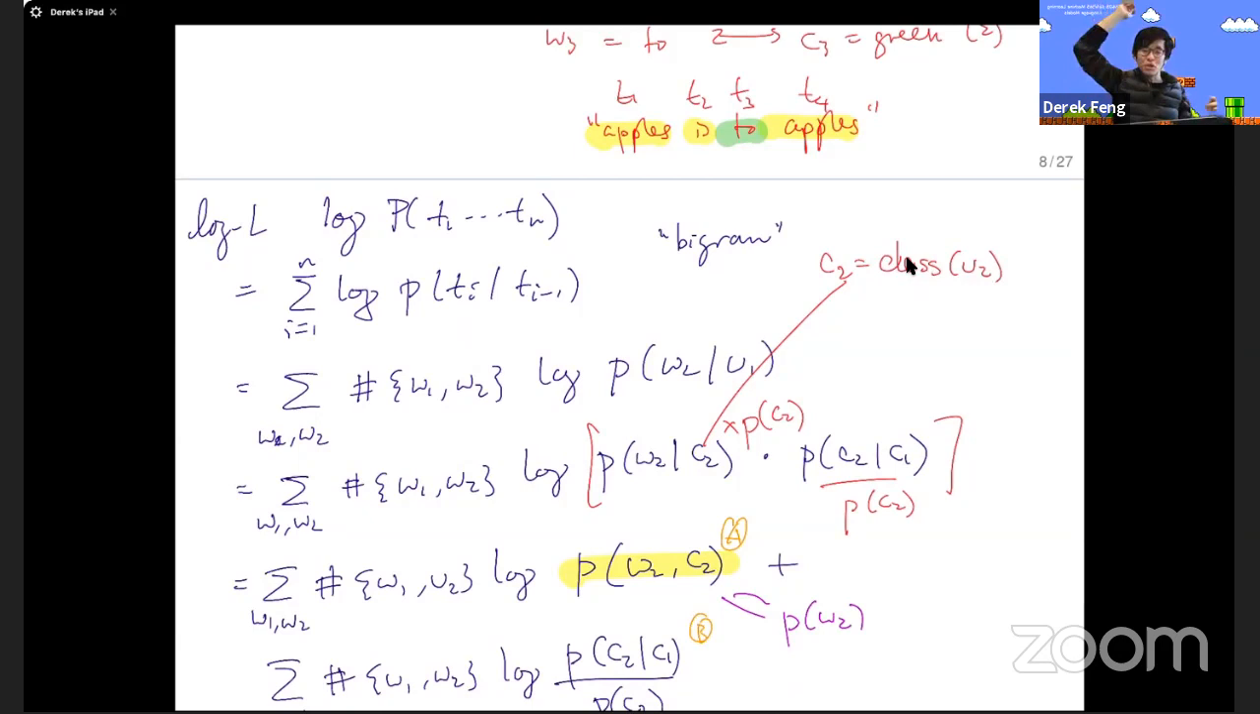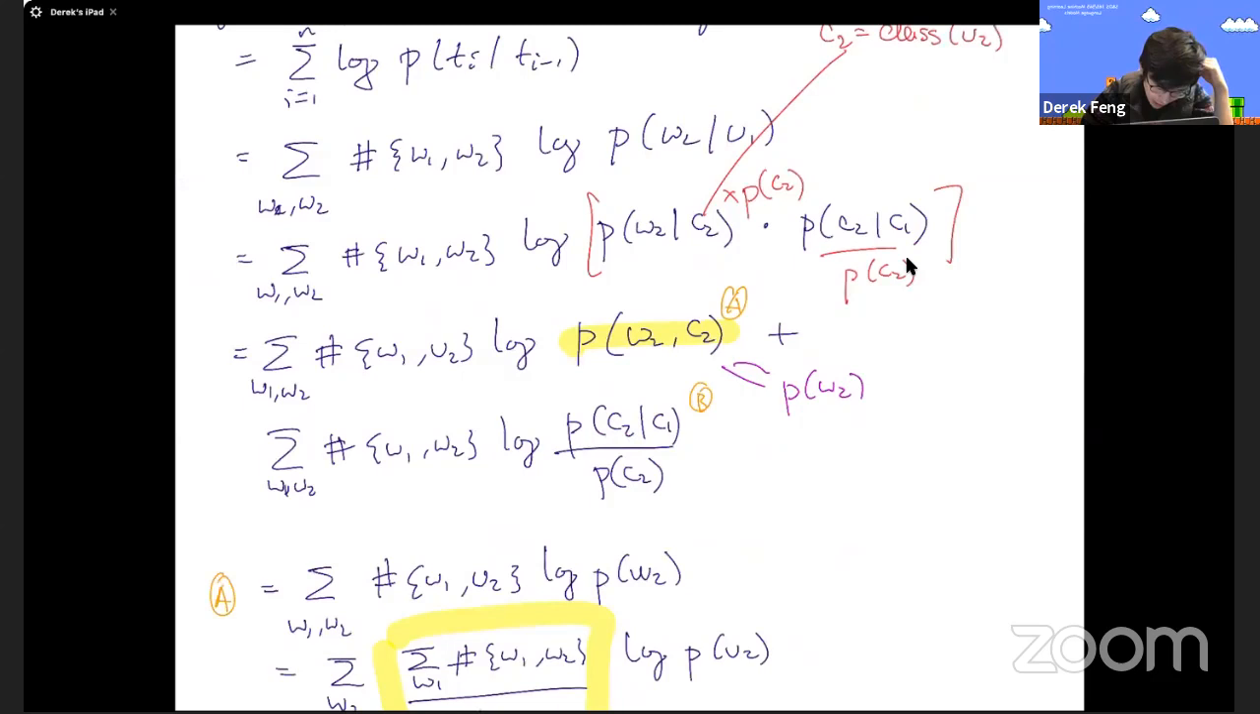And so if we look through this, this part is still fine. This is still class of W2. This is class of W2, class of W1. What that means is, in this particular case, if I pick W1 and W2 such that they still fall into the same class, then it doesn't matter, right? Because this is still the same probability. I'm measuring the probability of this class being followed by that next class. But if the classes don't change, then the term is still the same. Okay.